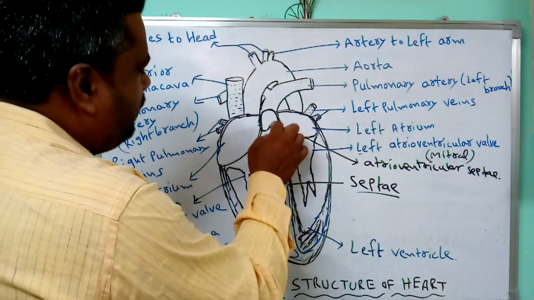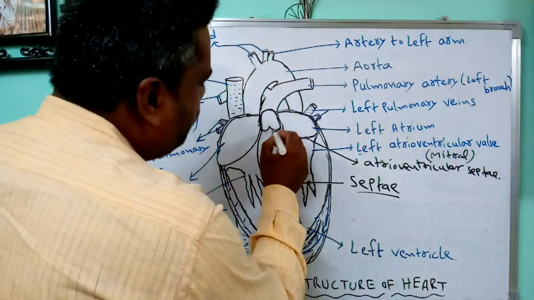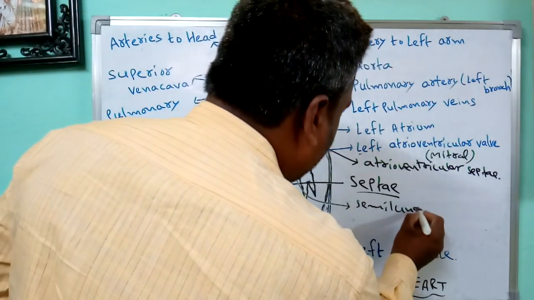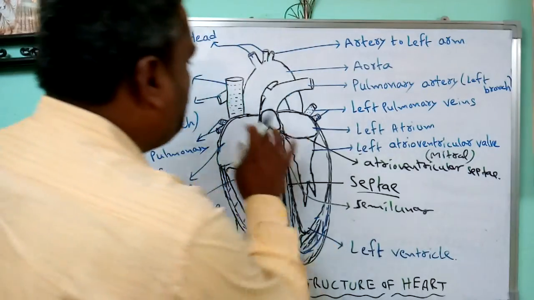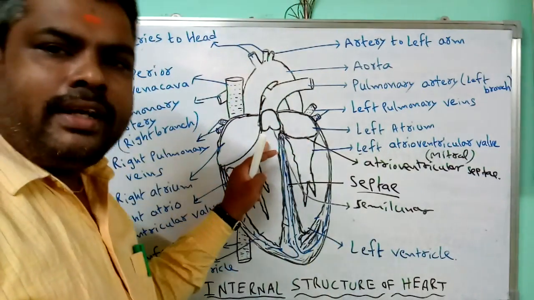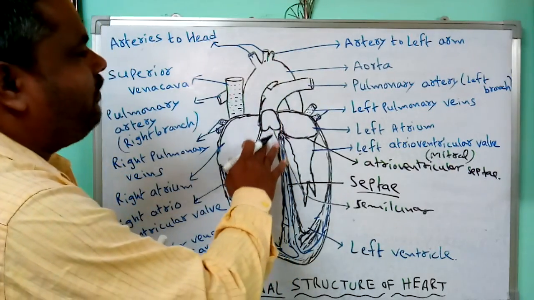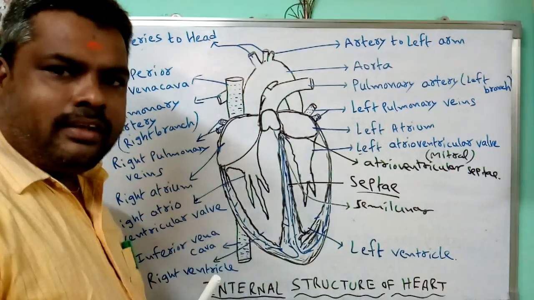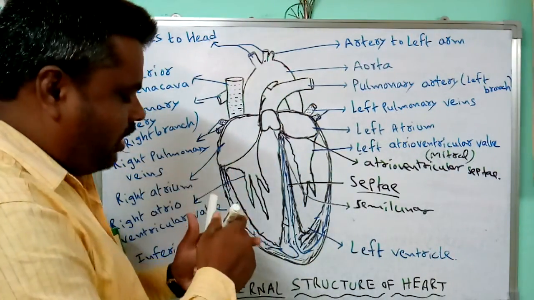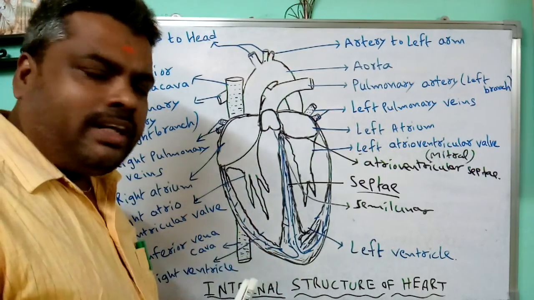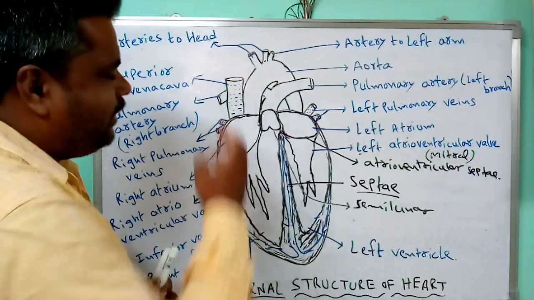Next, some semilunar valves are also present, which prevent the backflow of blood from the pulmonary artery. So generally these valves are the major structures which prevent the backflow of blood.